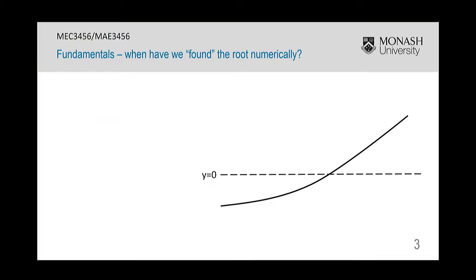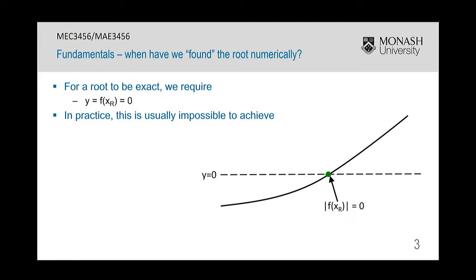So there's a few fundamentals that we need to remind ourselves on for root finding. The first thing is, when have we actually found the root? If we have some function represented by this black curve here, for a root to be exact, we need to know that y, which is equal to the function value at the root, f of xr, has to be identically 0. In other words, that green point there. If the function value at xr is identically equal to 0, then we have found the root exactly. In practice, in computations, this is not possible to achieve because of round-off error, because of finite arithmetic, and a whole bunch of different reasons.